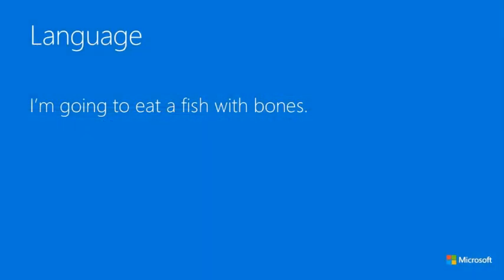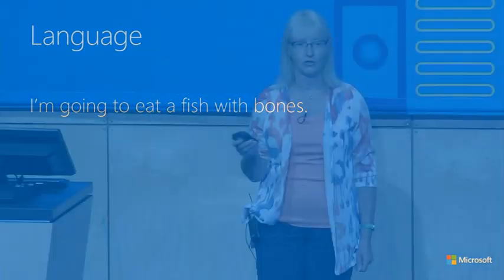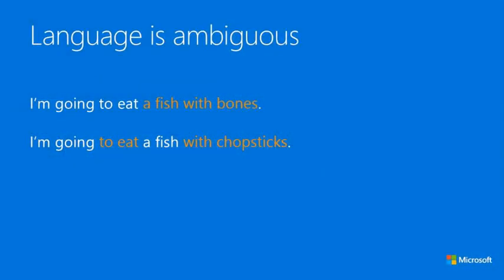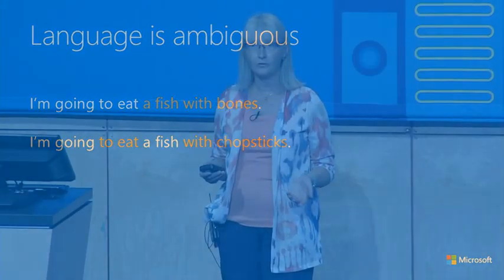I'm going to eat a fish with bones. This is quite similar to an example that Dan just showed us. You're not confused by this. I'm going to eat a fish with bones. The fish has bones, right? Now, if I change something very small, I'm going to eat a fish with chopsticks. Again, you are not confused by this. You know you're going to use the chopsticks in order to eat the fish.